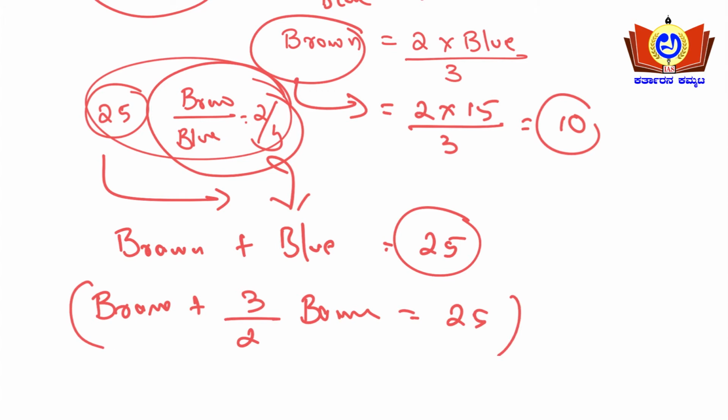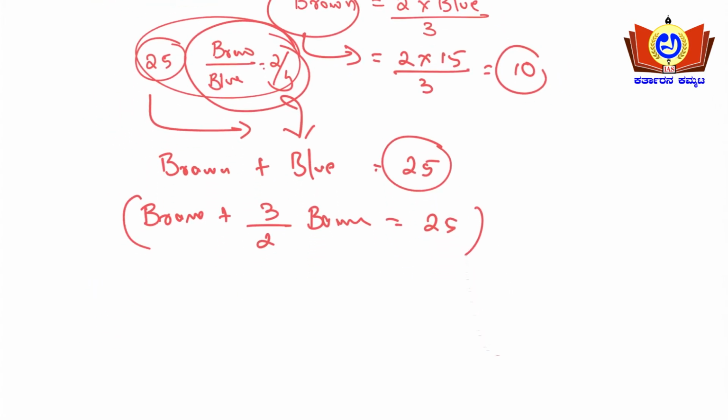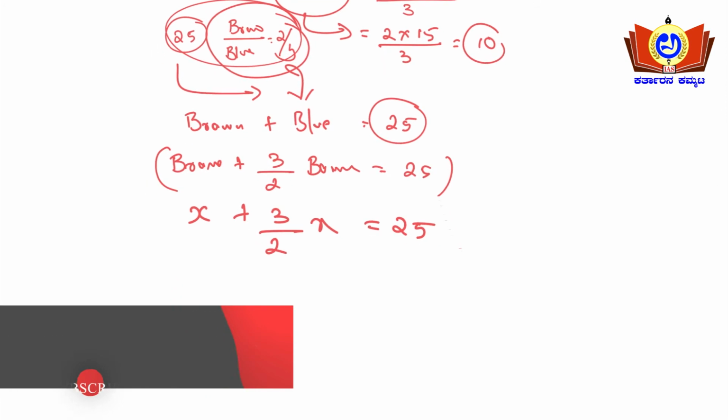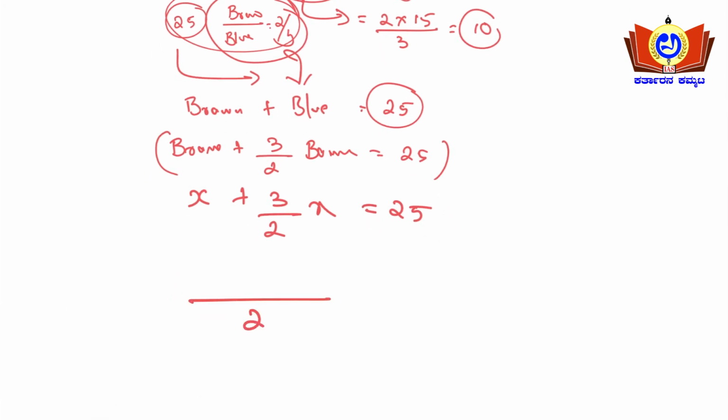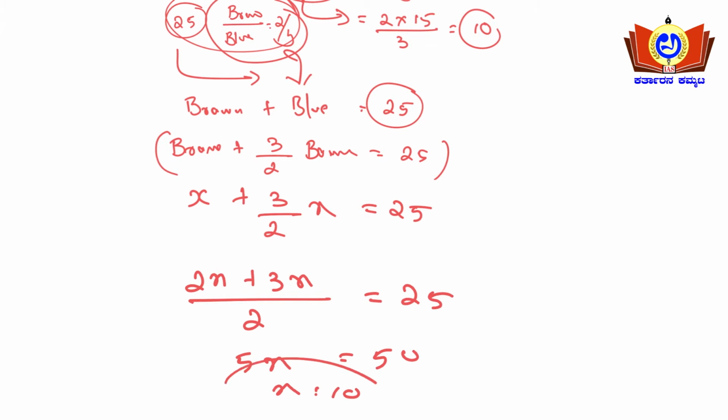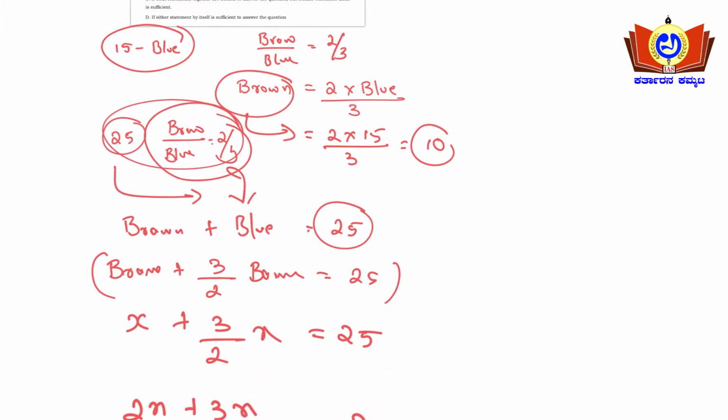So brown car plus 3 by 2 brown car, we can take the brown cars as x. So x plus 3 by 2 x will be equal to 25. The LCM will be 2, so 2x plus 3x equals 50. So 5x will be equal to 50, so x will be 10, my dear friends. So statement 2 alone is also sufficient to answer the question.